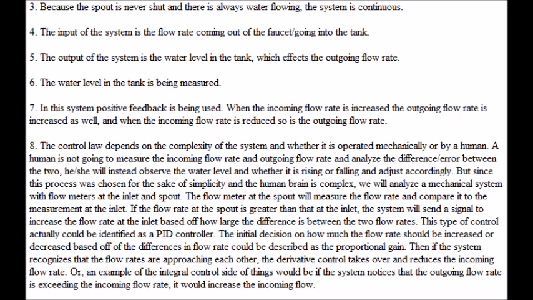So the initial decision on how much the flow rate should be increased or decreased is described as a proportional gain. Then if the system recognizes that the flow rates are approaching each other, the derivative control takes over and reduces the incoming flow rate. An example of the integral control would be if the system notices that the outgoing flow rate is exceeding the incoming flow rate, it would increase the incoming flow based off where you are in your height.